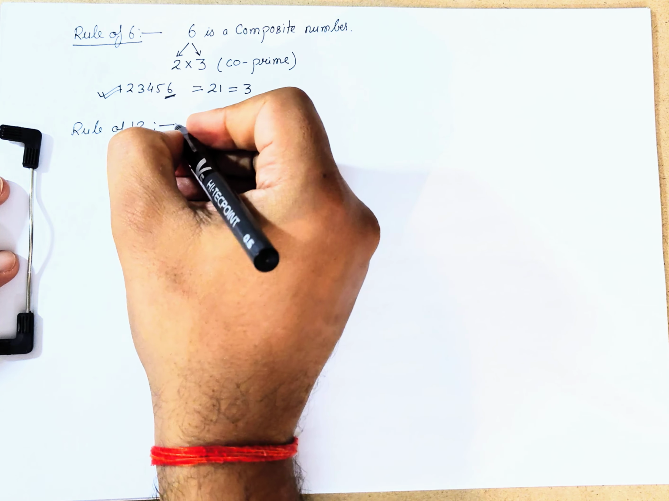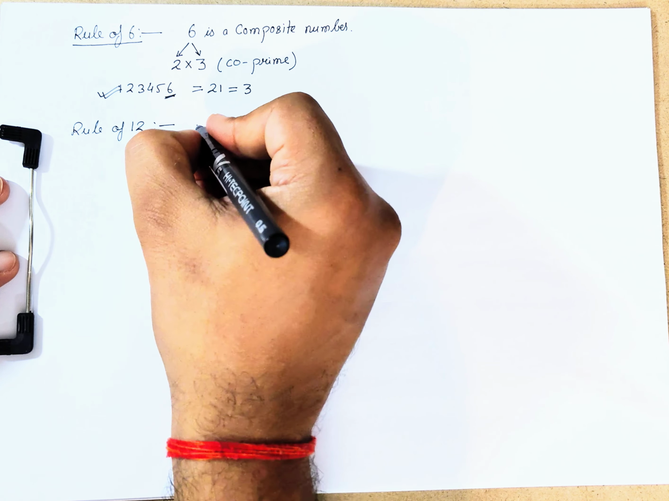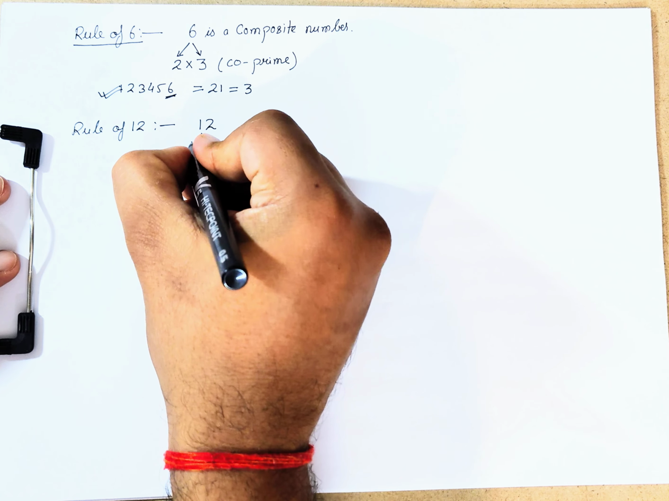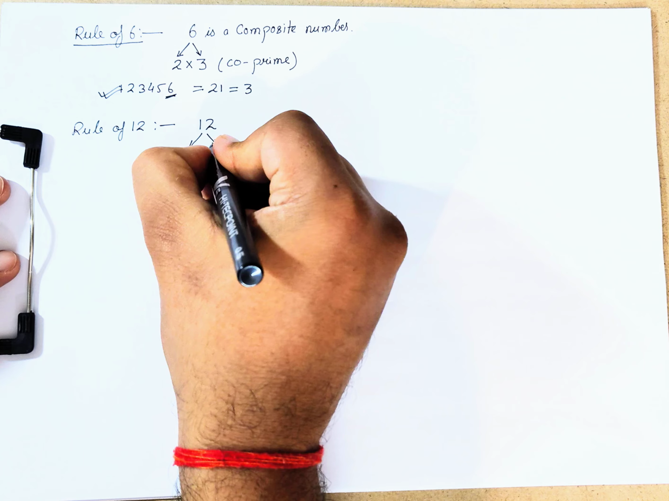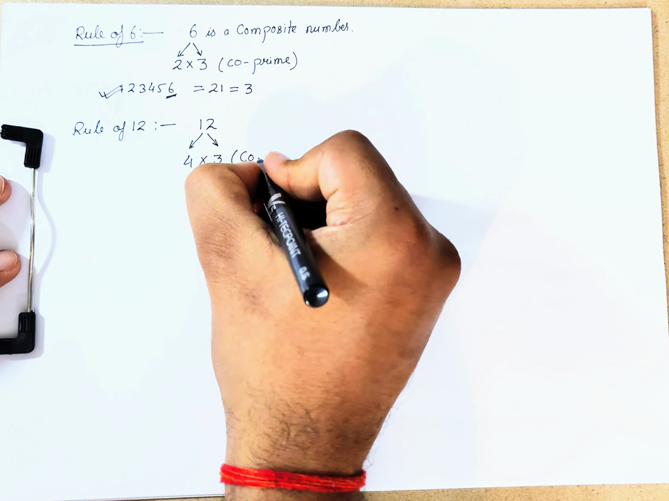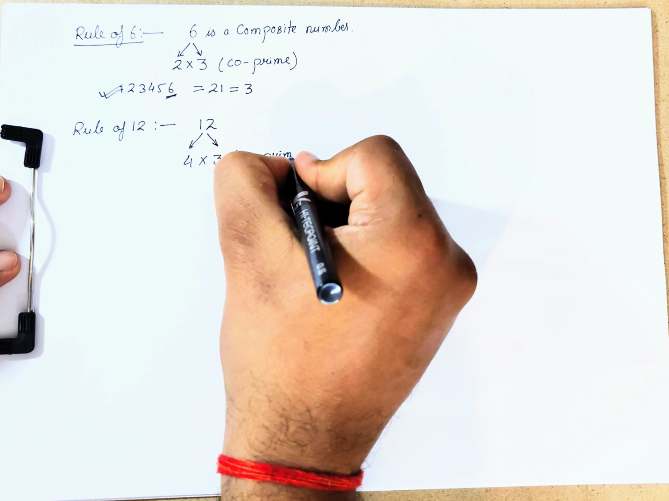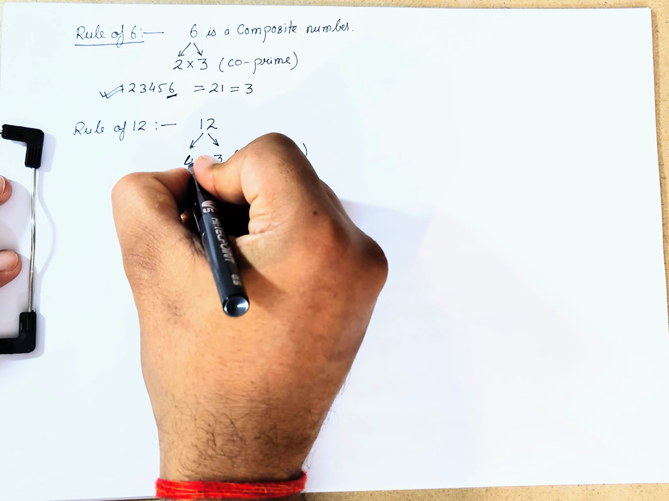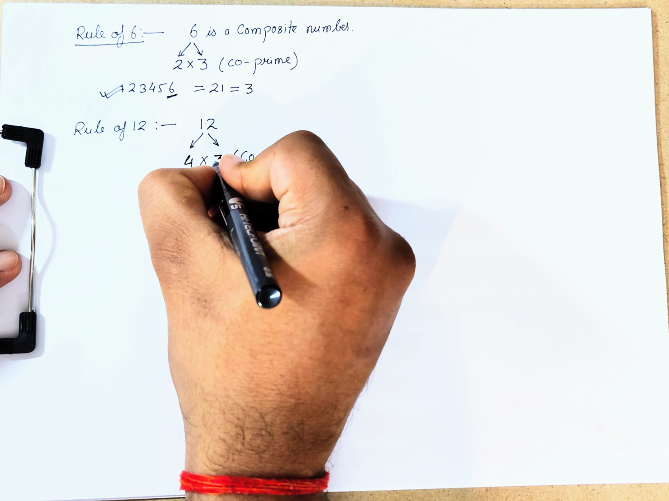Similarly, rule of 12. The rule of 12 states that we divide the number 12 into two co-prime numbers. So 4 and 3. These are co-prime numbers. So if any number is divisible by both 4 and 3, the number is completely divisible by 12.